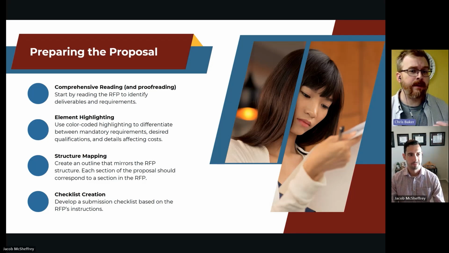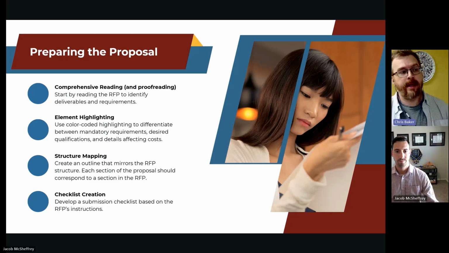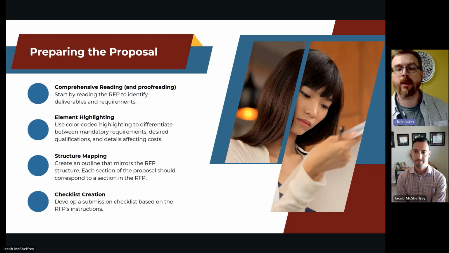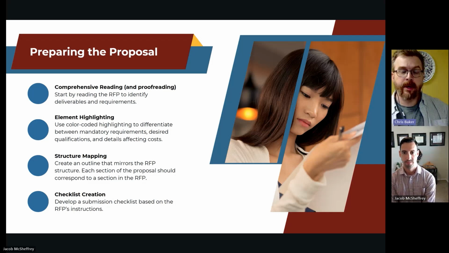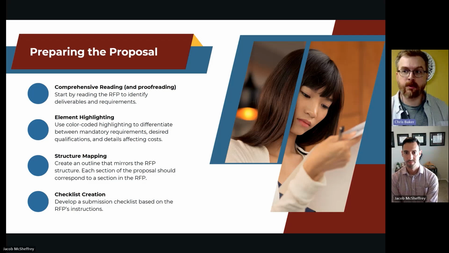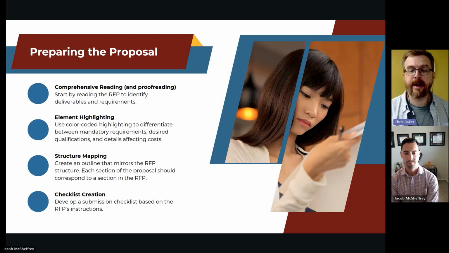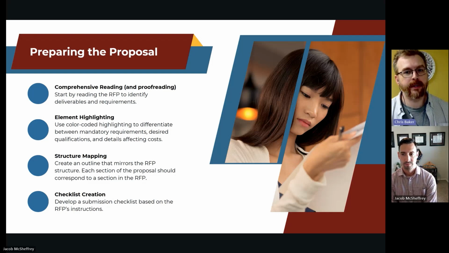And that plays right into structure mapping. Really, all that means is creating an outline that mirrors the RFP structure itself. Each section of the proposal should correspond to a section of the RFP, right? So, for example, if you are looking at the RFP and it says Section 4, personnel and qualifications, then in your response, at some point you're going to have Section 4, personnel and qualifications, and then you're going to respond accordingly.